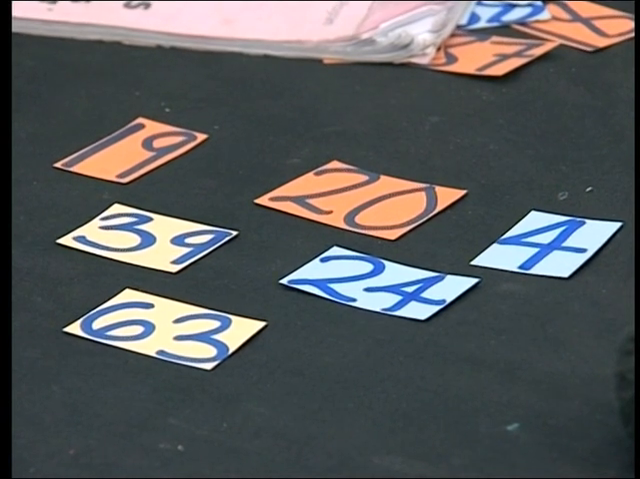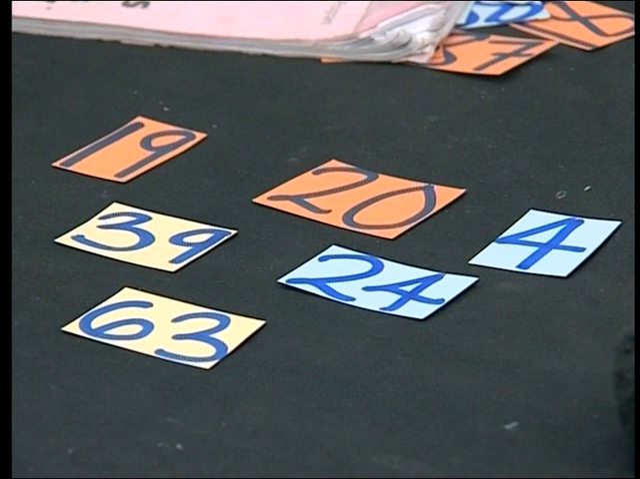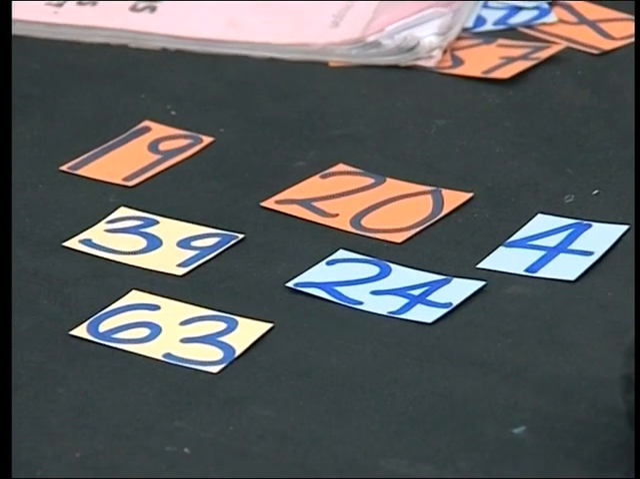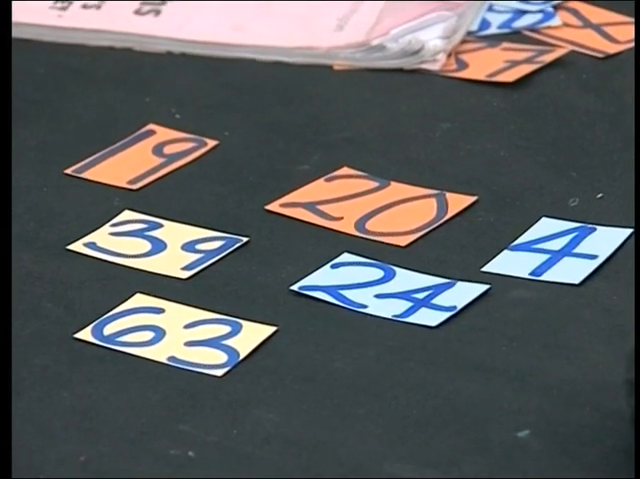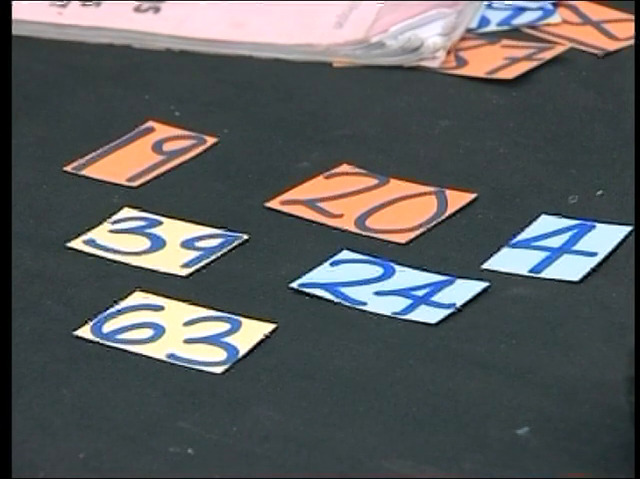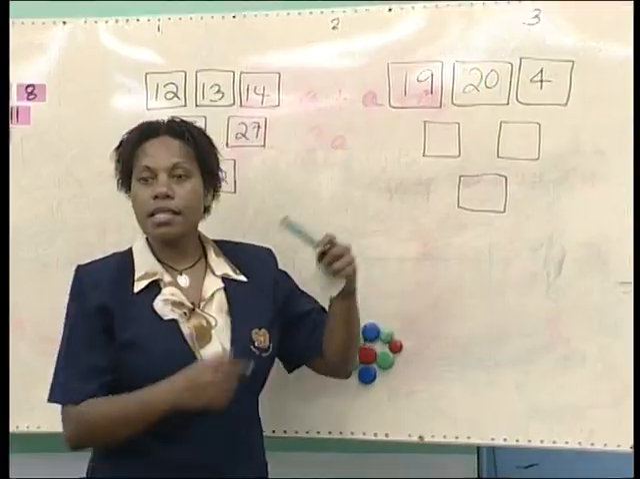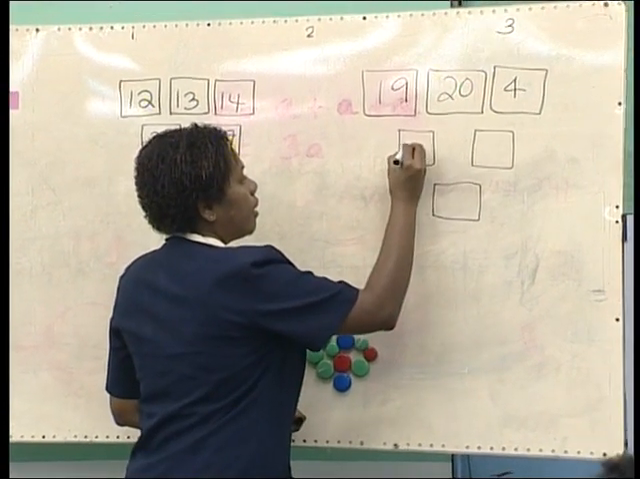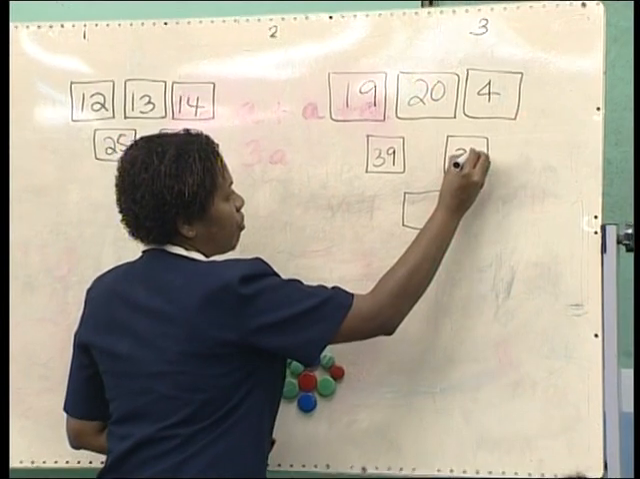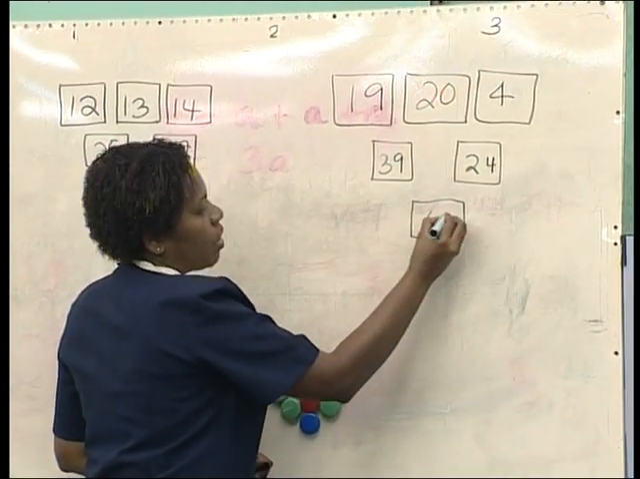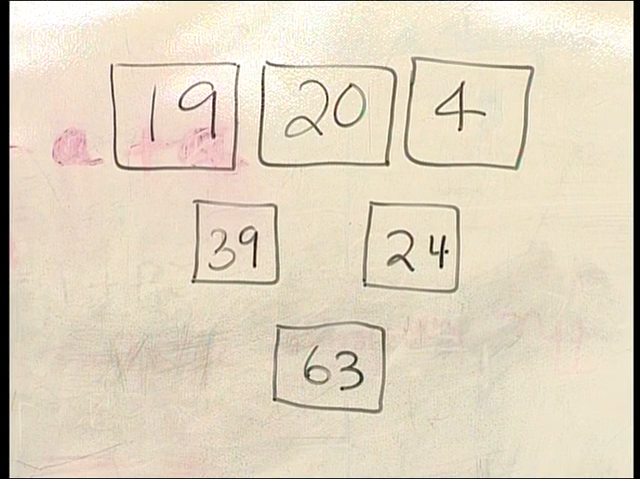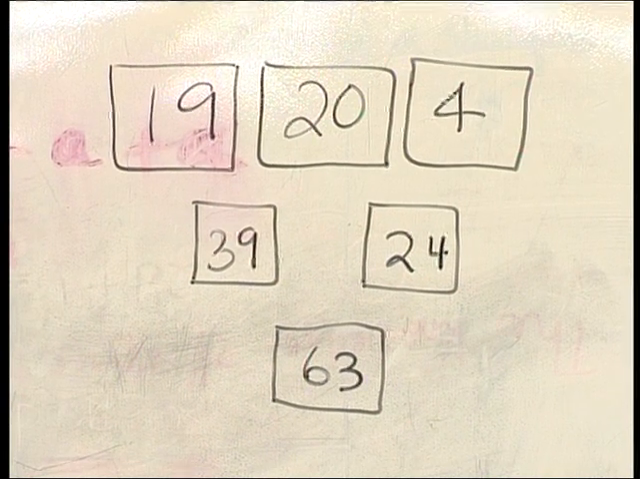Okay, very good. Receiving students, you can see from the screen your answers: 19, 20, and 4. Okay, you have formed your tower total. The second line, what are the two numbers? 39 and 24 and 63. Okay. All right, very good.